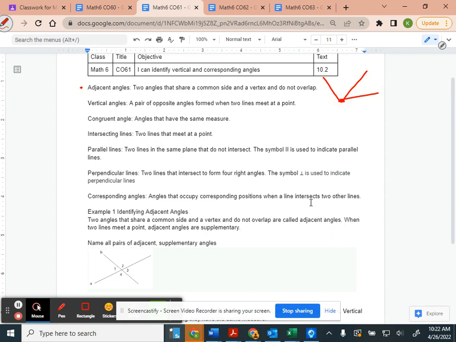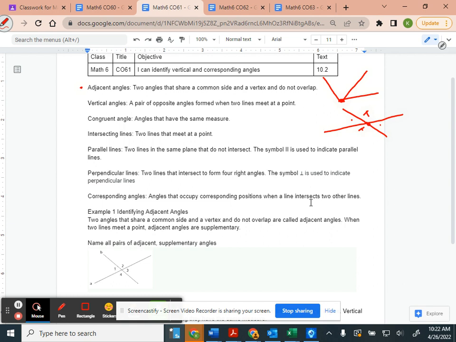Vertical angles are a pair of opposite angles formed when two lines meet at a point. So if we have a point and we have two lines that are meeting at that point, the opposite angles are opposite of each other. Okay? So opposite angles come when you have two lines that intersect, and they're going to be opposite of each other. Congruent angles are angles that have the same measurement.